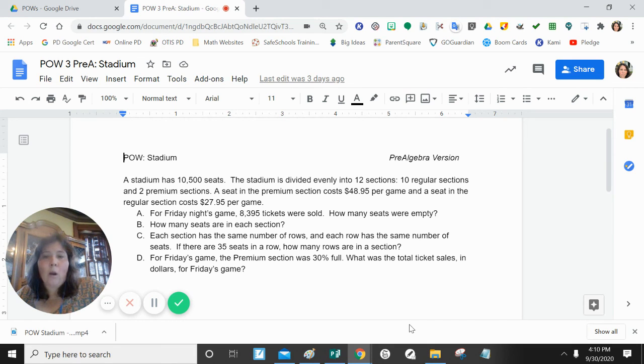For this week's POW, we're looking at a stadium, and you had 4 things that you had to figure out for your answer. In the first section, you had to figure out how many seats were empty. In the second part, you had to figure out how many seats are in each section of the stadium. For part C, you had to figure out how many rows were in each section. And part D, you had to figure out the total ticket sales in dollars for Friday's game.